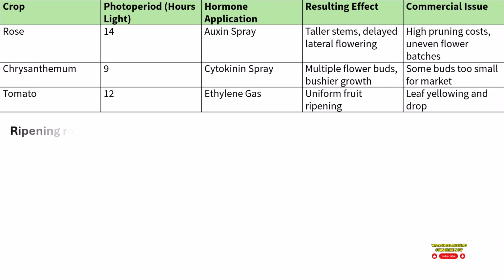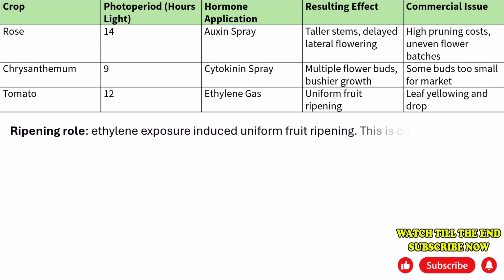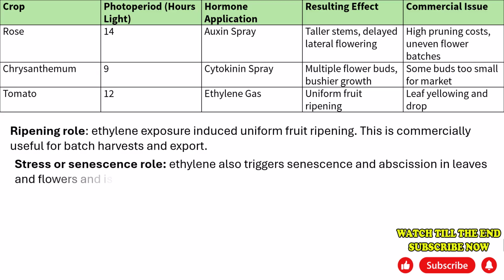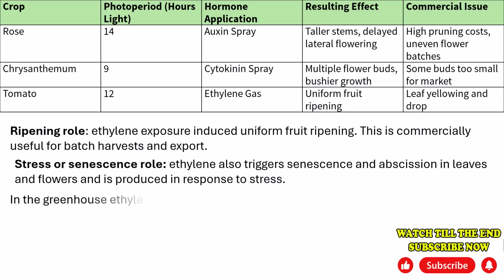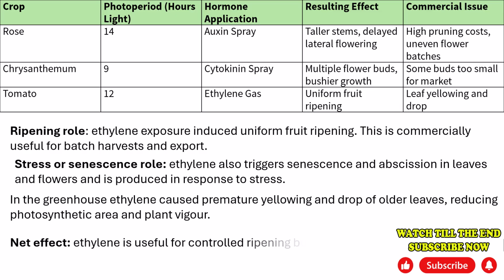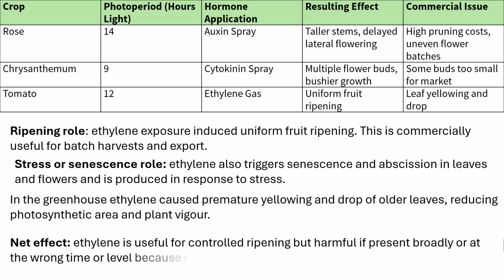Ripening role: ethylene exposure induced uniform fruit ripening. This is commercially useful for batch harvest and export. Stress or senescence role: ethylene also triggers senescence and abscission in leaves and flowers, and is produced in response to stress. In the greenhouse, ethylene causes premature yellowing and a drop in older leaves, reducing photosynthetic area and plant vigor. Net effect: ethylene is useful for controlled ripening, but harmful if present broadly or at the wrong time or level, because it accelerates leaf senescence and abscission.